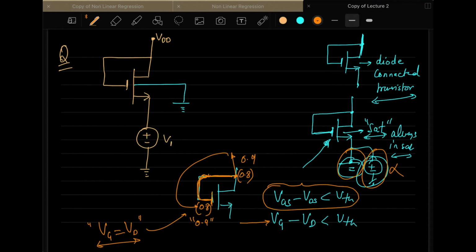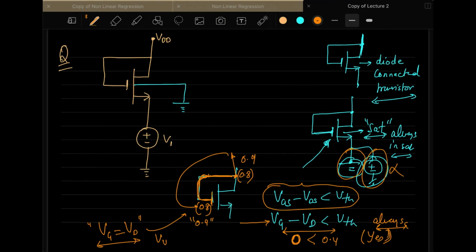So if that is the situation, then what is the value of Vg minus Vd? The value will be 0 because both the gate and the drain are at the same potential. And this 0 is less than, what is the value of Vth in NMOS? It's 0.4. Is it satisfied that 0 is less than 0.4? Yes, it is always satisfied.